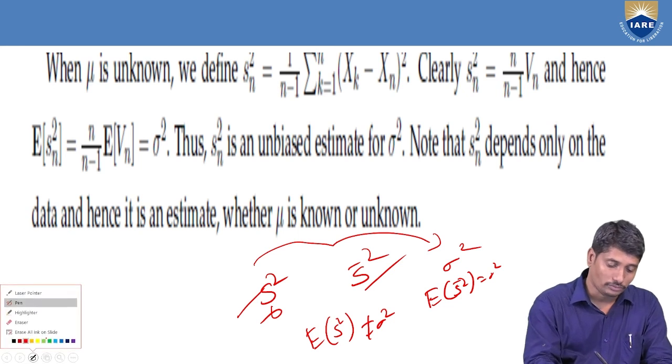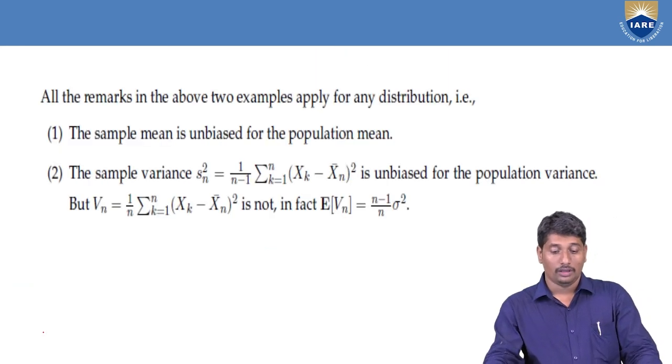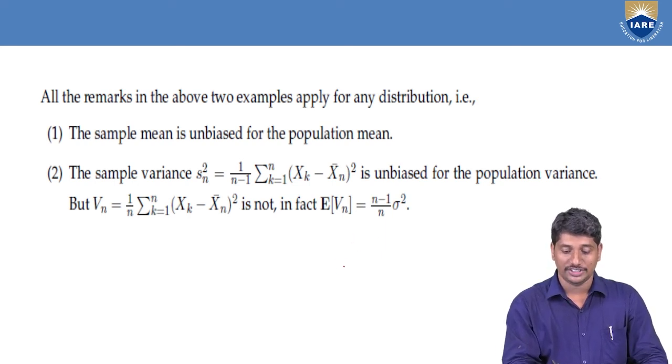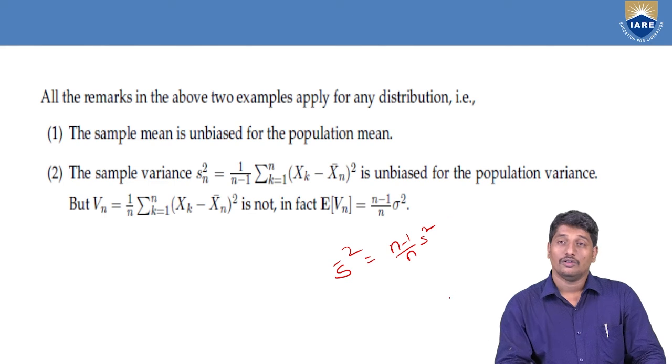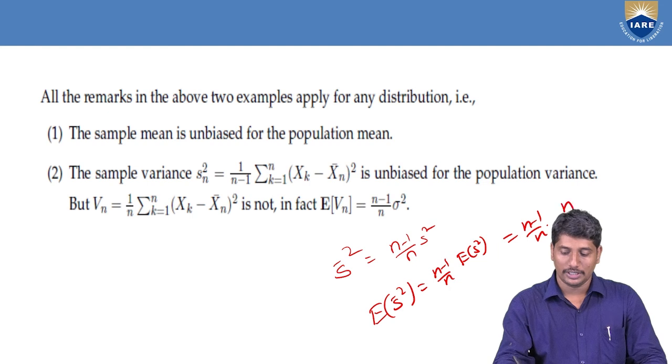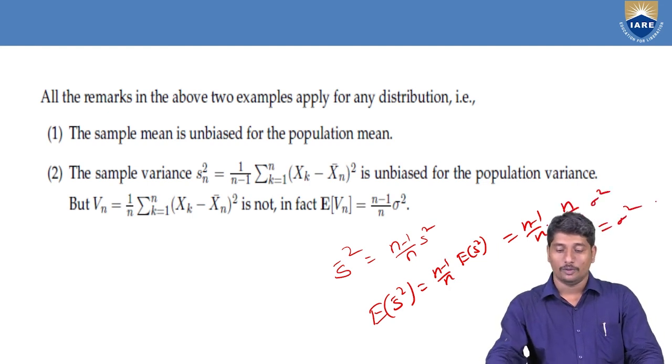Now, so that is what is summarized here. So the unbiased estimator of the population variance is given by s bar square, that is equal to n by n minus 1 times s square. Okay, because as we have seen that expectation of s bar square is equal to n by n minus 1 into expectation of s square, that is equal to n by n minus 1 into n minus 1 by n sigma square, and hence sigma square.